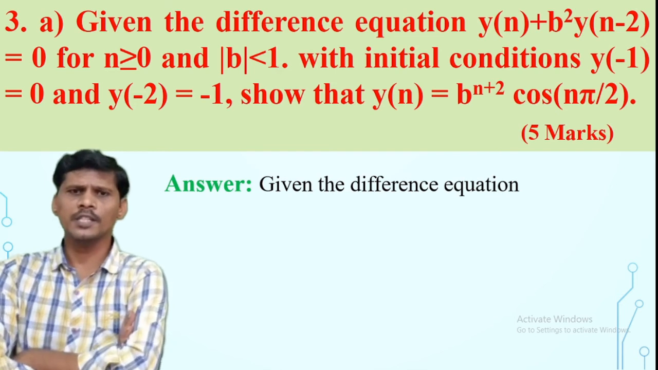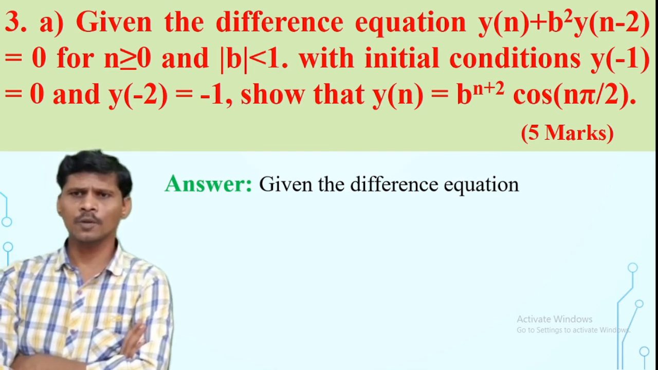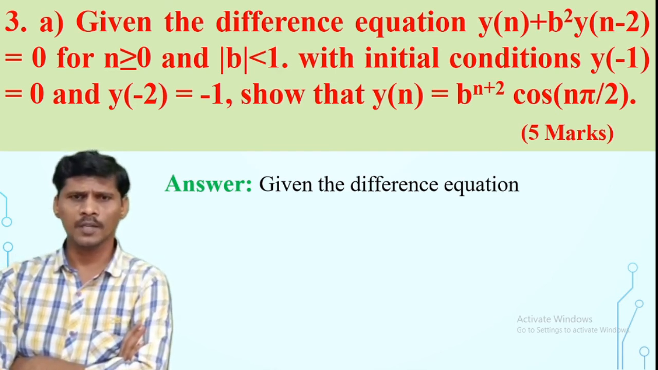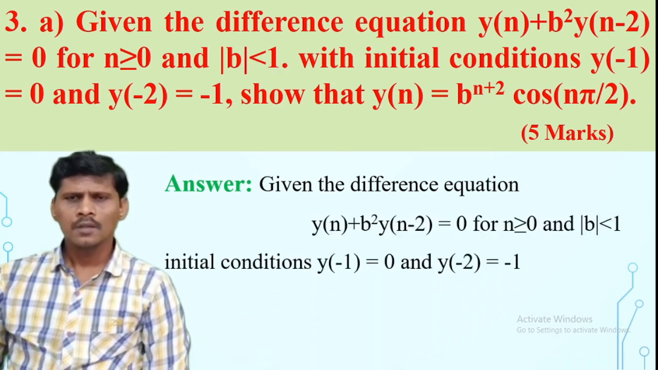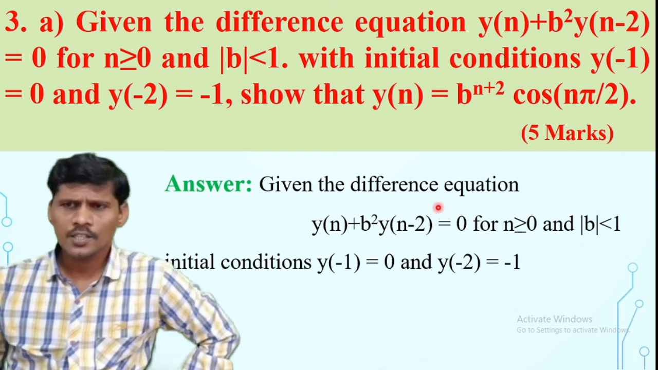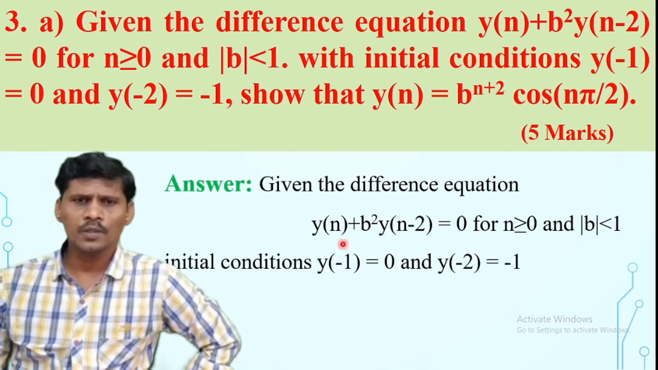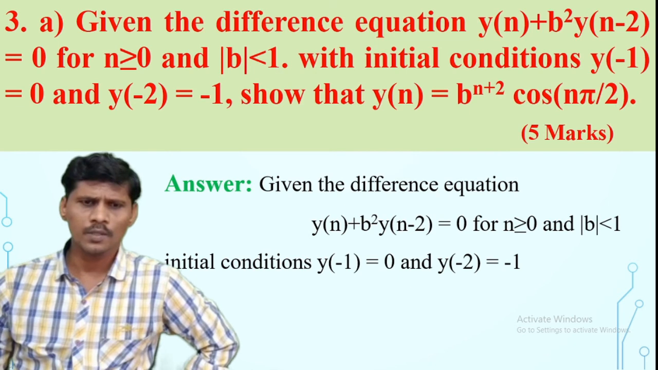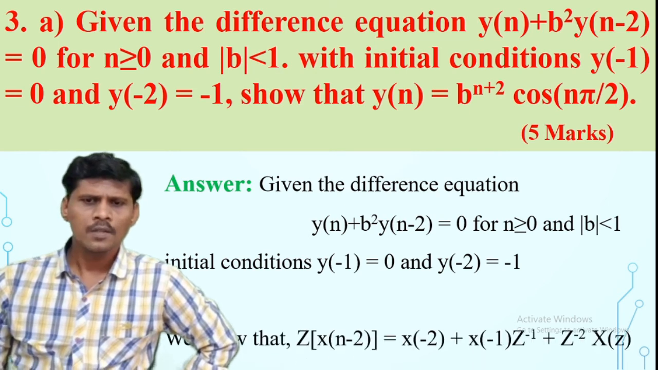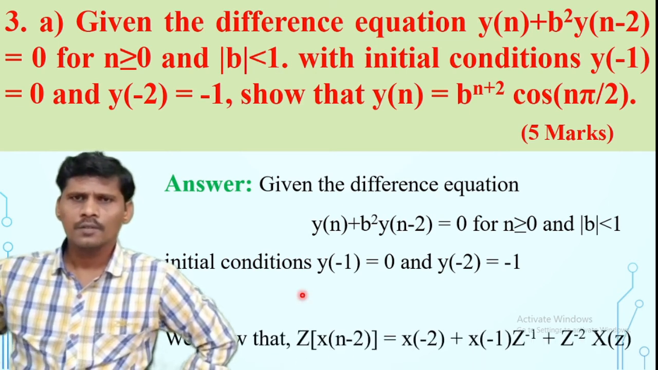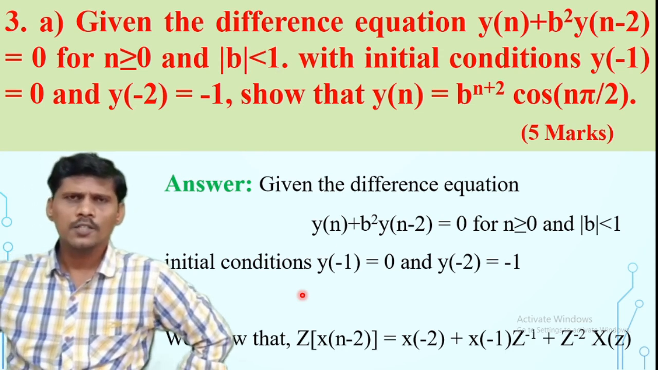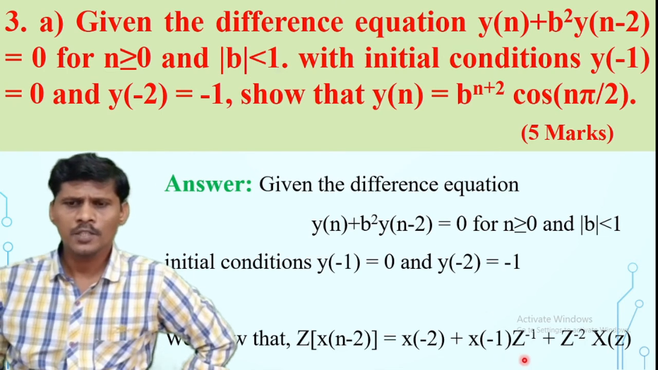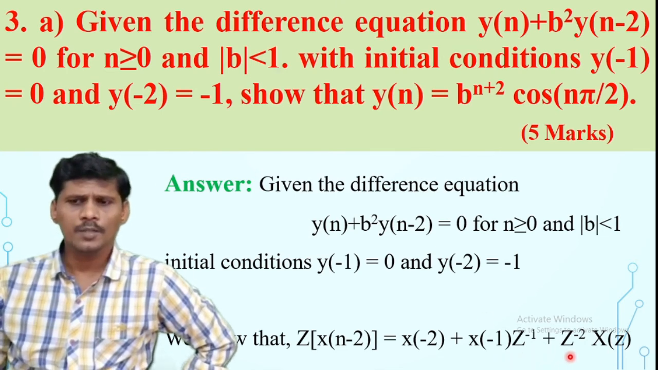So given the difference equation, y of n plus b square y of n minus 2 is equal to 0, and also given the initial conditions y of minus 1 is equal to 0 and y of minus 2 is equal to minus 1. So we know that the z transform of x of n minus 2 is x of minus 2 plus x of minus 1 z power minus 1 plus z power minus 2 x of z.